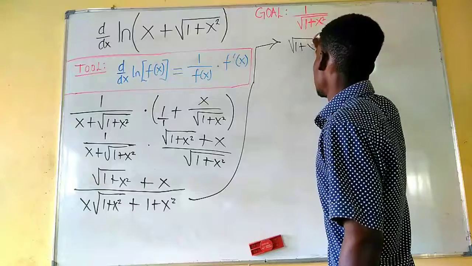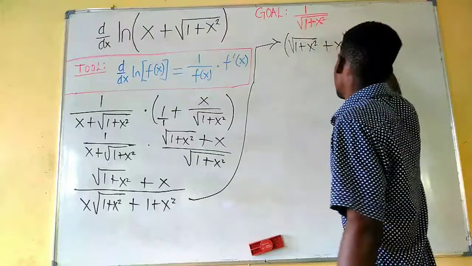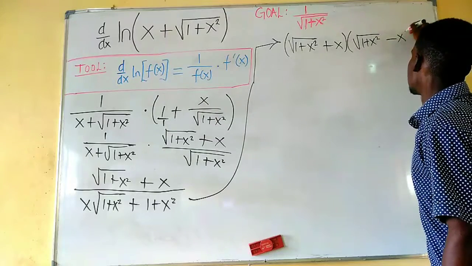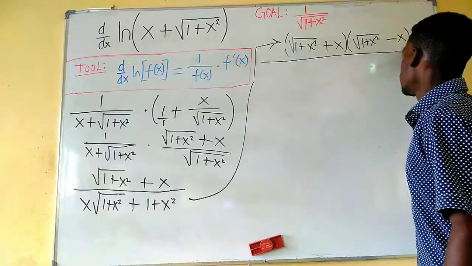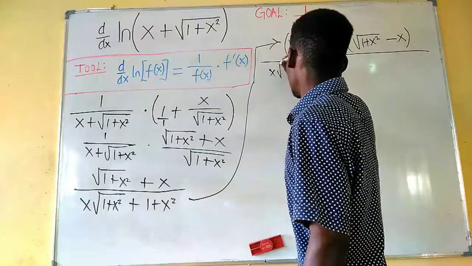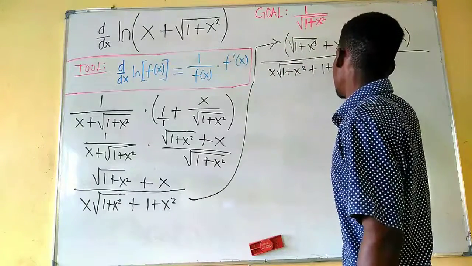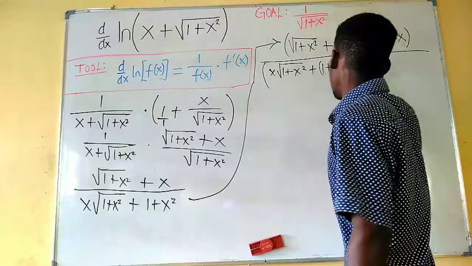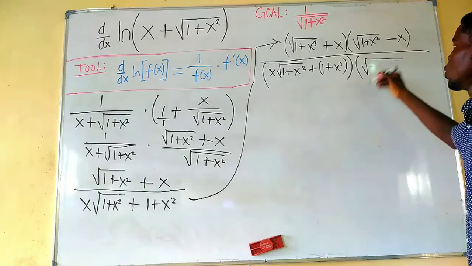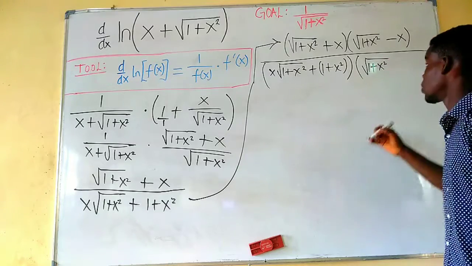So we're going to have square root of 1 plus x squared plus x, and we multiply it with square root of 1 plus x squared minus x, right? And in the denominator, the whole of that is x times the square root of 1 plus x squared plus 1 plus x squared. Let me put this in brackets so it will look simple. Okay, we multiply everybody by the conjugate, so that we just get back what we had originally. So we've actually not changed anything by changing something.